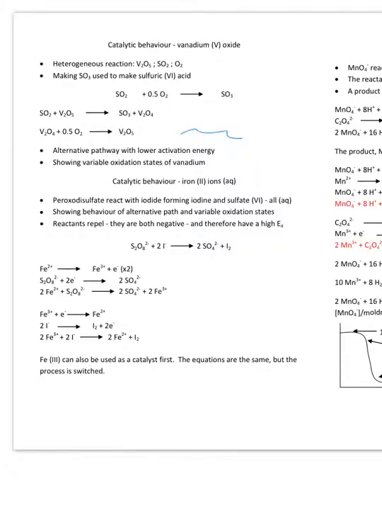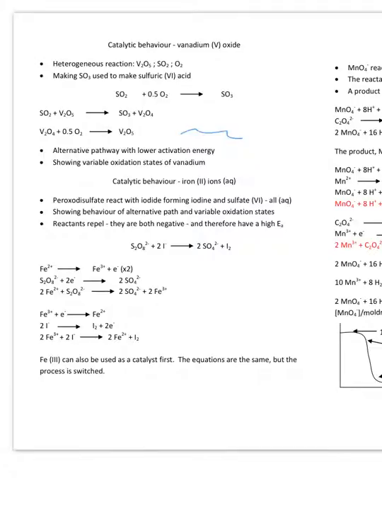This is a homogeneous reaction, which means the catalyst is in the same state as the reactants. With the SO2, with vanadium(V) oxide, it was actually a heterogeneous catalyst, where the vanadium oxide is in a solid state. So what happens in the iron(II) reaction?